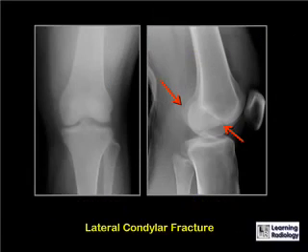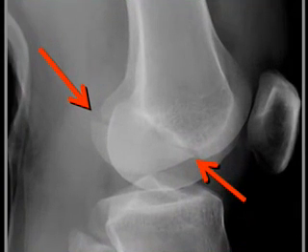This is a fracture of only one condyle that is seen only on the lateral projection. There is a diagonal fracture that goes through the lateral condyle of this patient's knee.